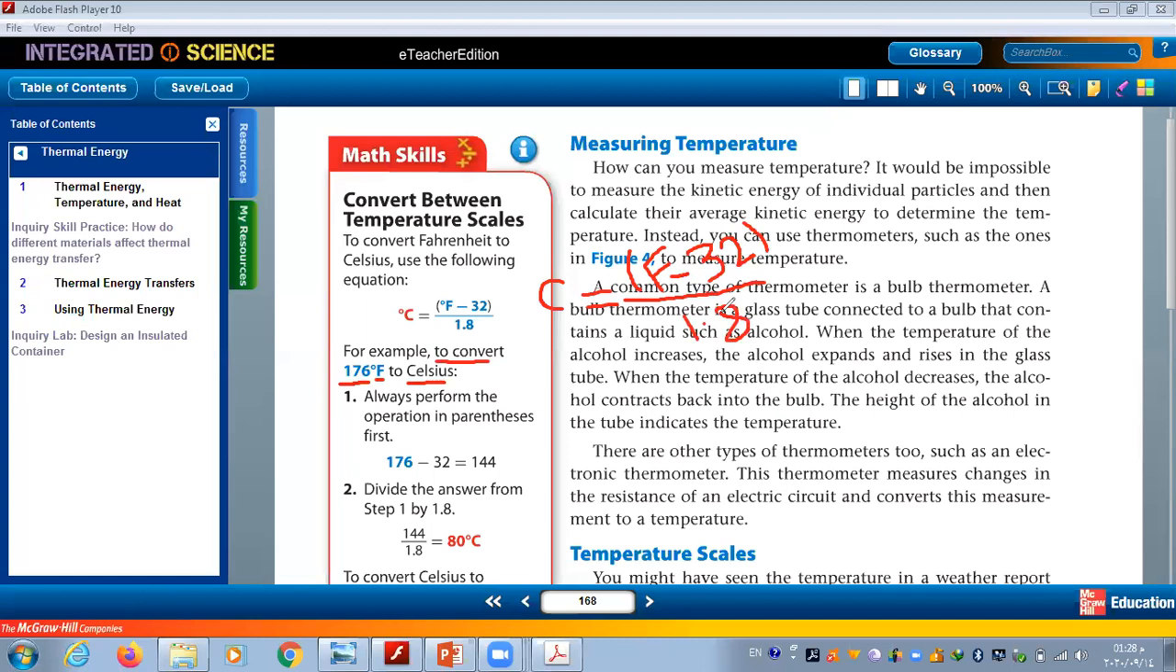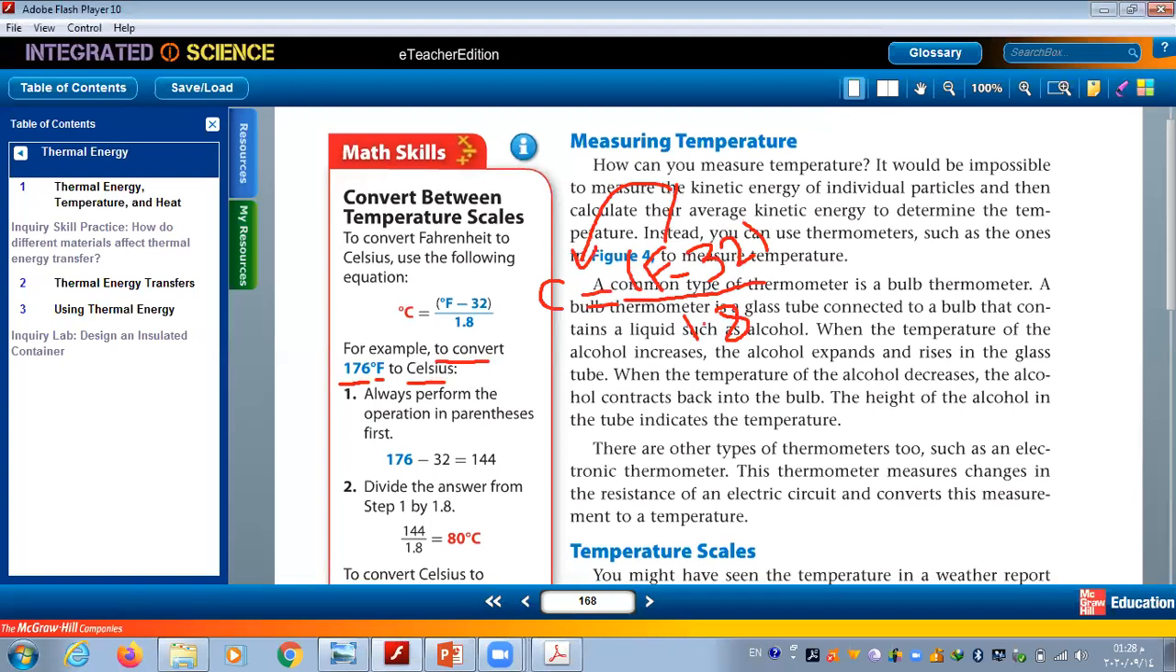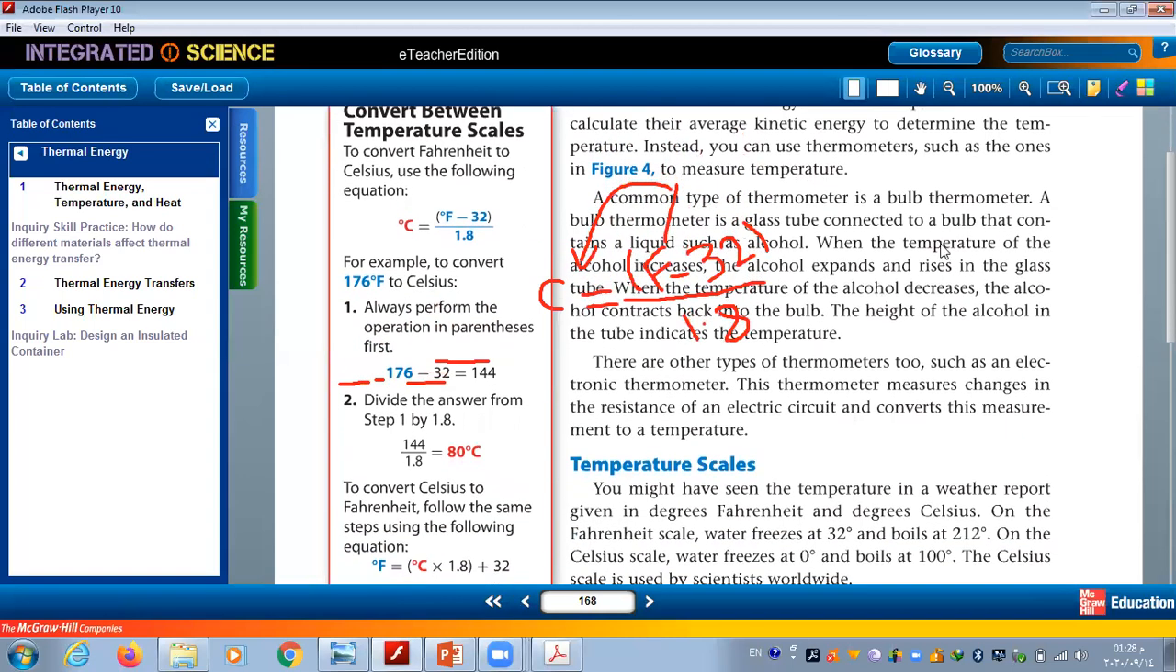This is the law to change from Fahrenheit to Celsius. For example, for this one, he said convert 176 degrees Fahrenheit to Celsius. We will solve using this equation in two steps.